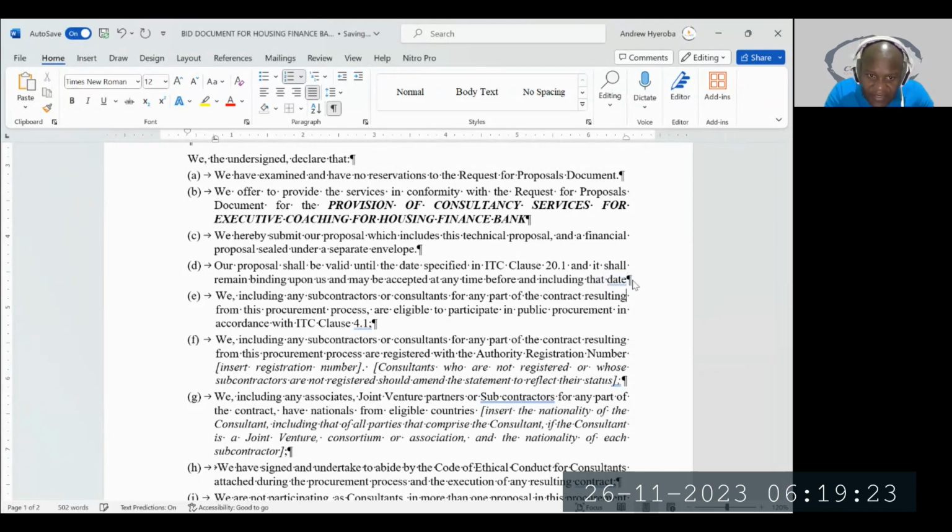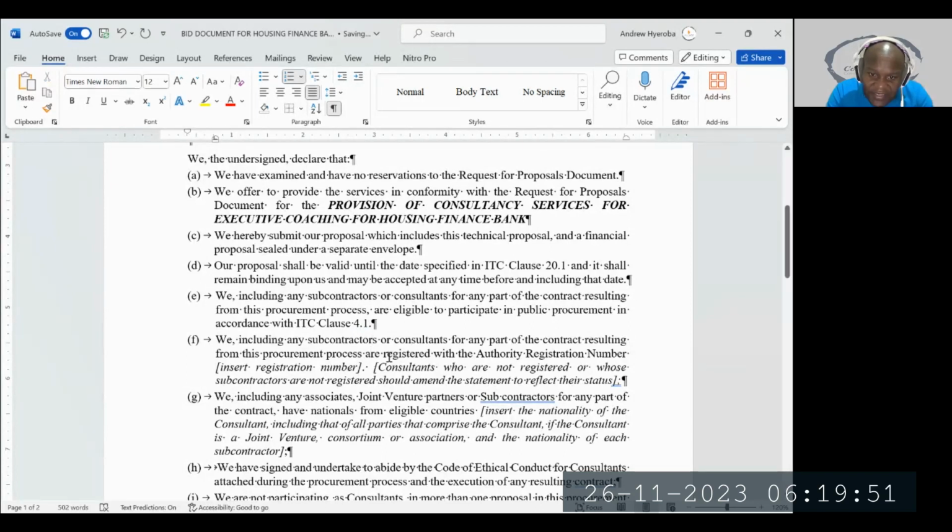We, including any subcontractors. Sorry, you see where there are underlines. It's just word processing spell check and grammar check. That's why you see the underlines. We, including any subcontractors or consultants for any part of the contract resulting from this procurement process, are eligible to participate in public procurement. That eligibility is determined by that form you get.